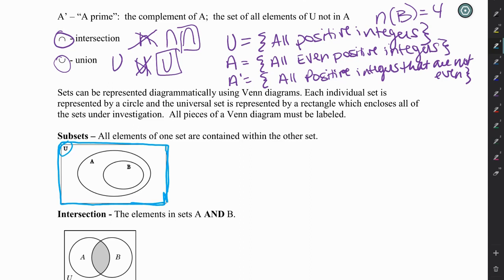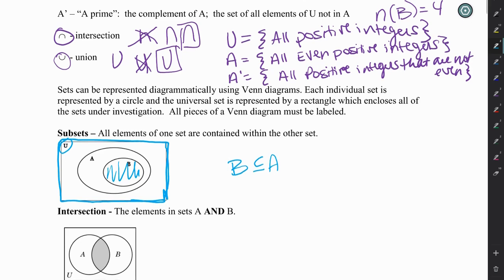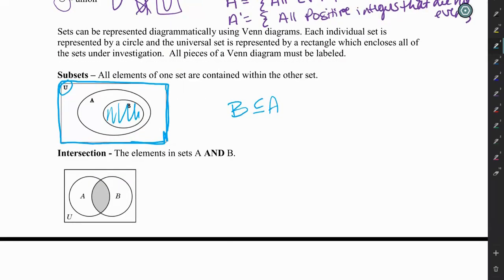Now, the first Venn diagram represents subsets, where all elements of one set are contained within the other set. So you can see that set B is completely inside set A. So that means B is a subset of A. Intersection are the elements in set A and set B. So it's this little section in here that's in both. That would be written as A intersect B. Notice we have the U and the rectangle drawn around the outside.